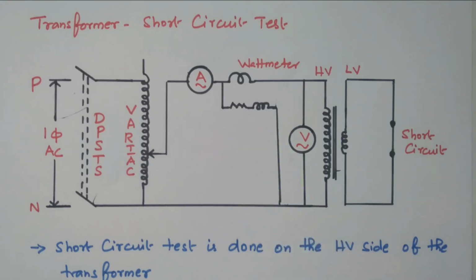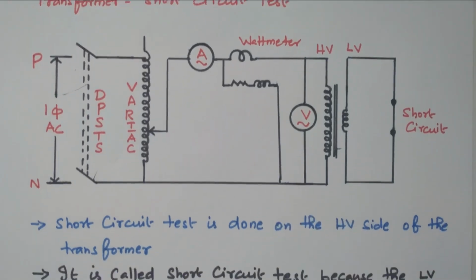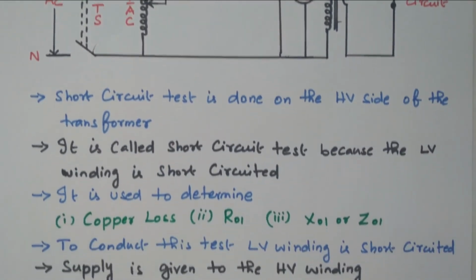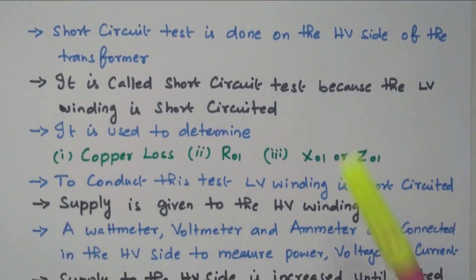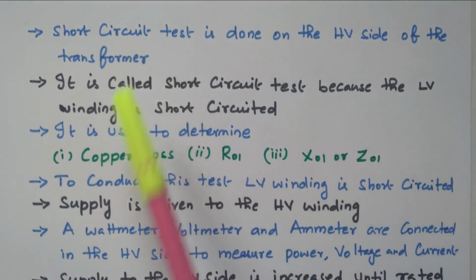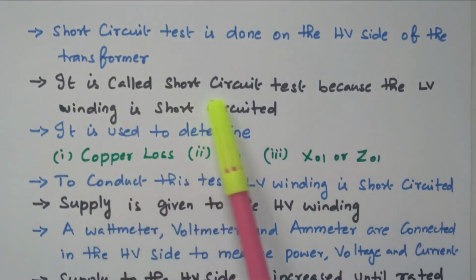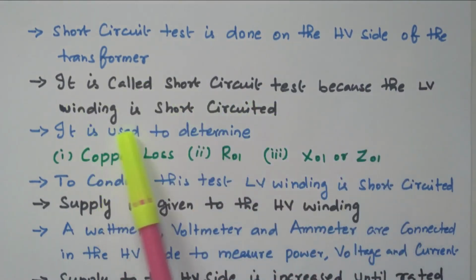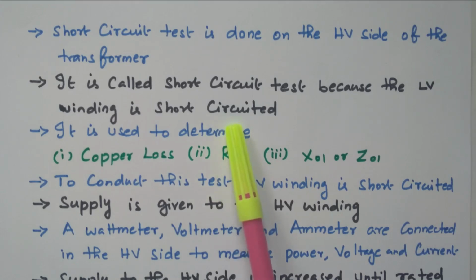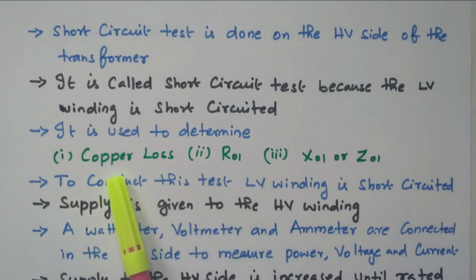Now we will see the description so that we can go into more details. The short circuit test is done on the high voltage side of the transformer. It is called short circuit because the low voltage winding is short circuited. By using this we are going to measure the copper loss, R01 and X01 or Z01. R0 and X0 are calculated from the open circuit test. So our aim is to find these two values as well as the copper loss.